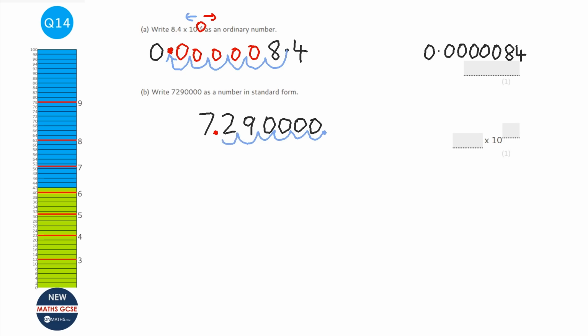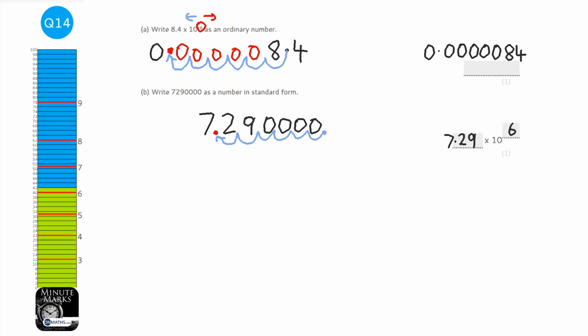4, 5, 6. Okay, so the rule is that the number has to be between 1 and 10, which this one is. Now, if you had a big number, then the power of 10 will be positive. Now here we did have a big number, so it's going to be +6. On the previous one, we had a small number, 0.00000084.